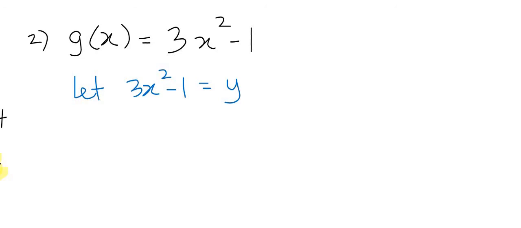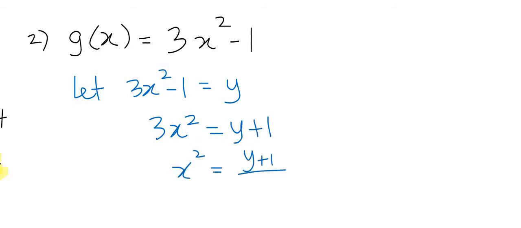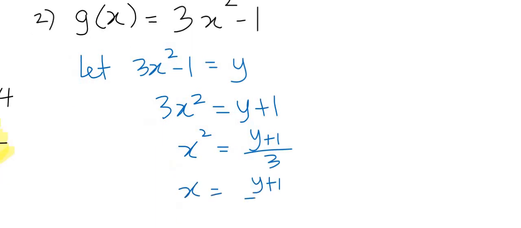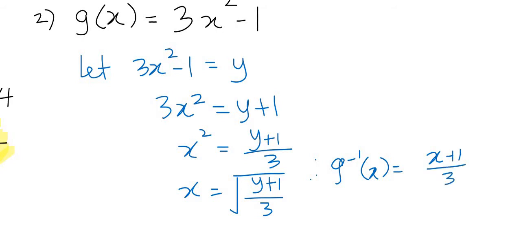So keeping the x as the subject of the formula, moving everything else to one side, you're going to have this one, and then moving your x over and taking the square root. Therefore, your g inverse of x will be equal to the square root of the entire expression, x plus 1 over 3.